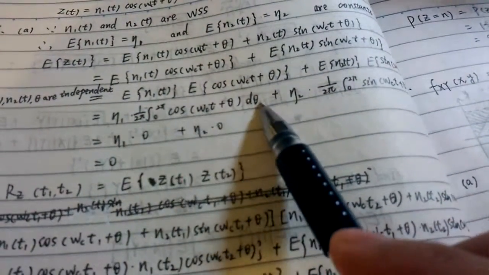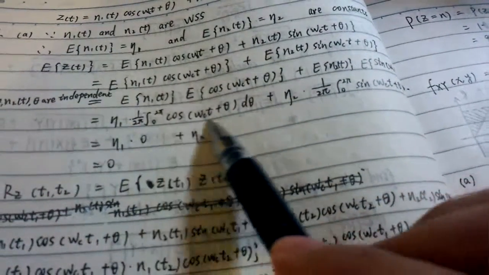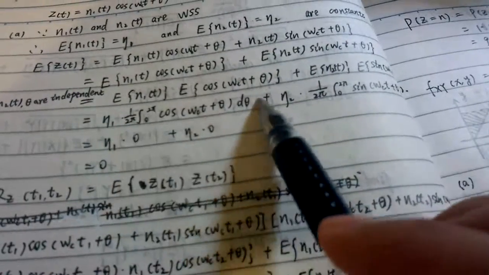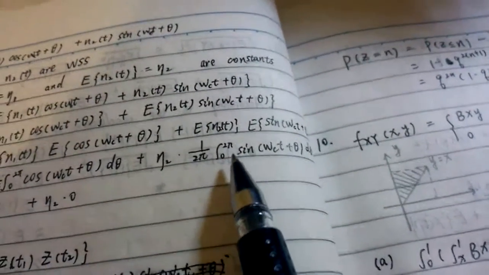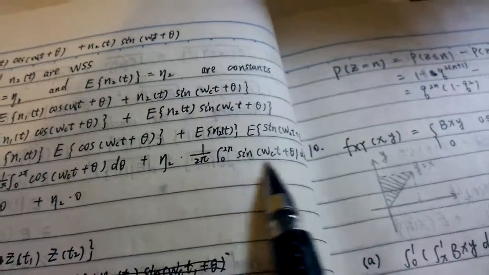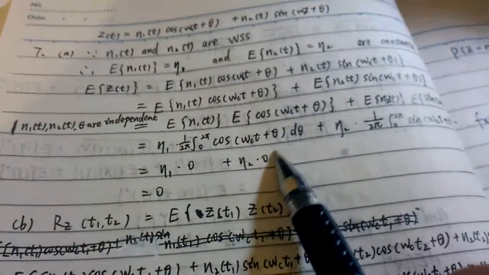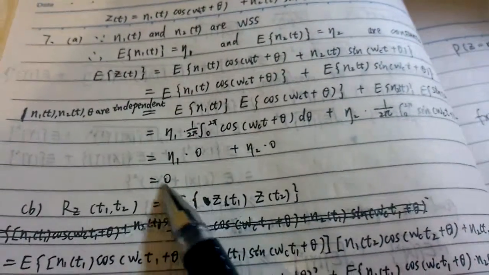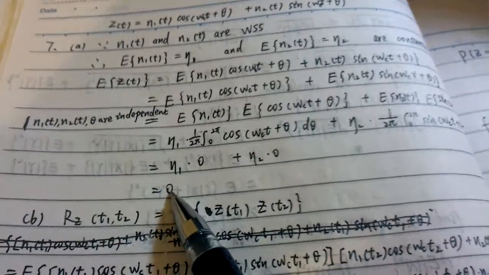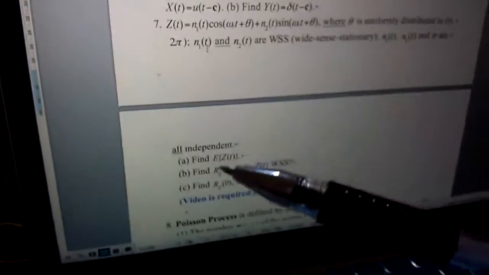This part is equal to this part, and we know this part is an integral from 0 to 2 pi, that means this part is equal to 0, and the same for this part. This part is also an integral from 0 to pi, so this part is equal to 0. So the final conclusion for the mean is 0.